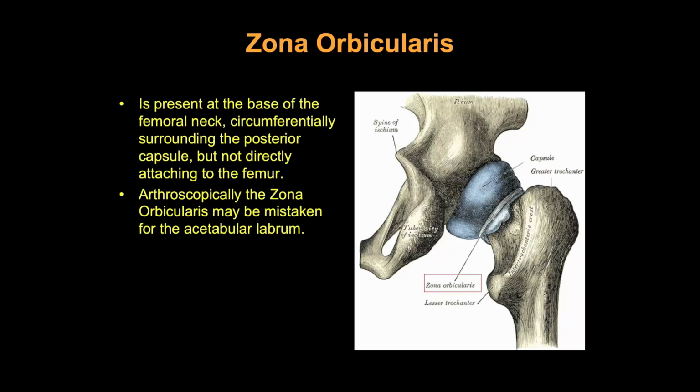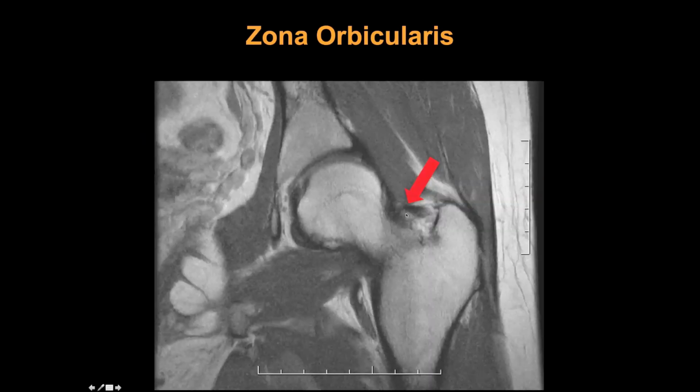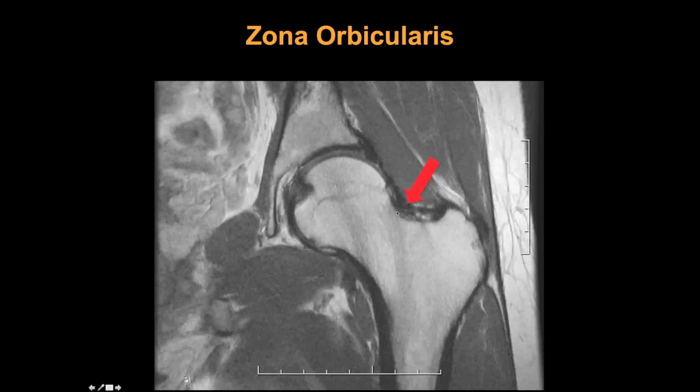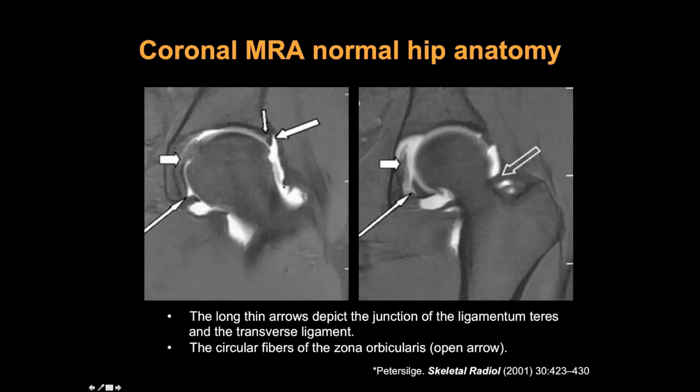The Zona Orbicularis is formed by the spiral fibers of the ischio-femoral ligament. It is present at the base of the femoral neck, circumferentially surrounding the posterior capsule, but not directly attaching to the femur. Arthroscopically, the Zona Orbicularis may be mistaken for the acetabular labrum. So here's a representation of the Zona Orbicularis. As we scroll on our coronal images, we'll see that pinching posteriorly of the femoral capsule made by the Zona Orbicularis there. These are T1 fat suppressed images, and we see the fibers of the Zona Orbicularis.